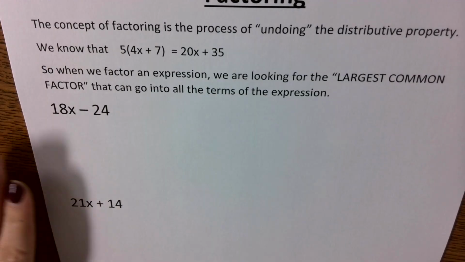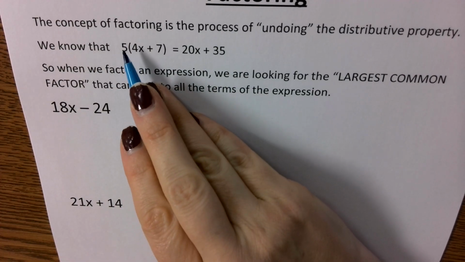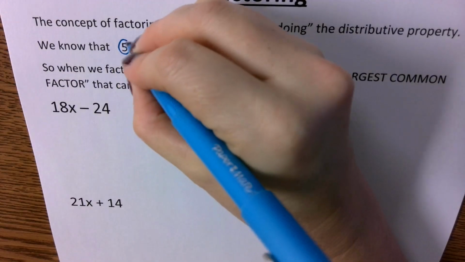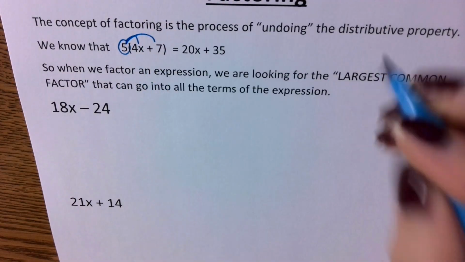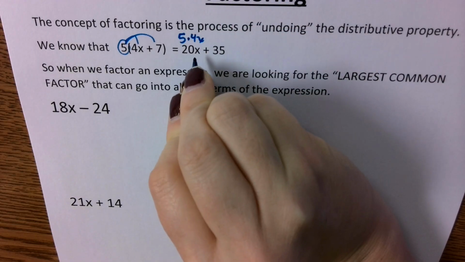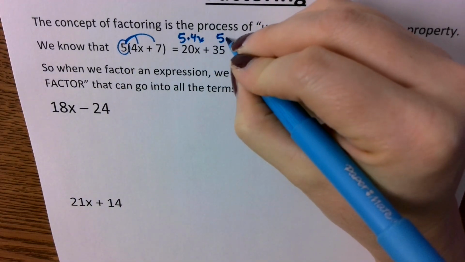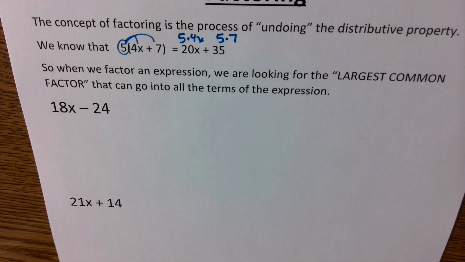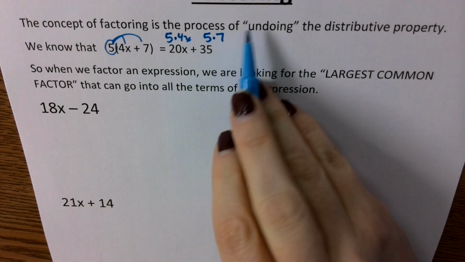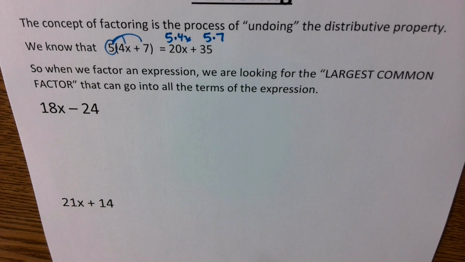Okay? So we know that if we're factoring, like if we know we've got 5 times the quantity of 4x plus 7, we know we're taking that 5 and we're multiplying it by 4x, right? 5 times 4x gave us that 20x. And then we're multiplying here 5 times 7. That got us the 35. That's how we did distributive property. Factoring is undoing that distributive property.